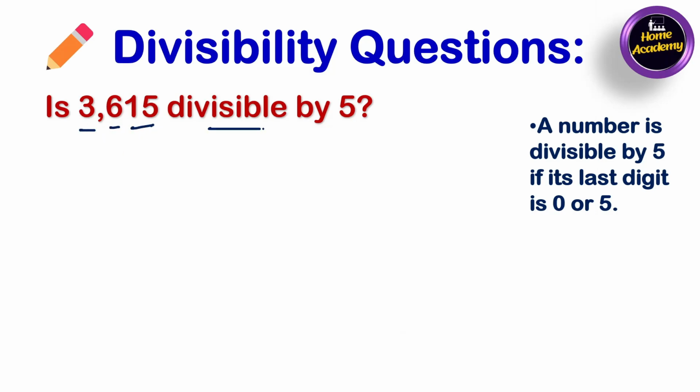Next question is: is 3615 divisible by 5? We can write directly yes. Why? A number is divisible by 5 if its last digit is 0 or 5. So here the last digit is 5, so we can divide by 5.